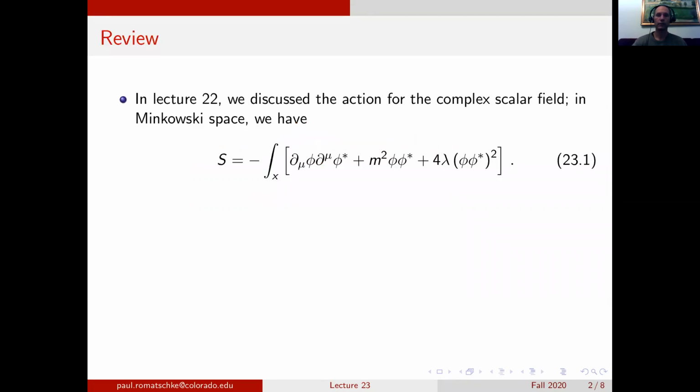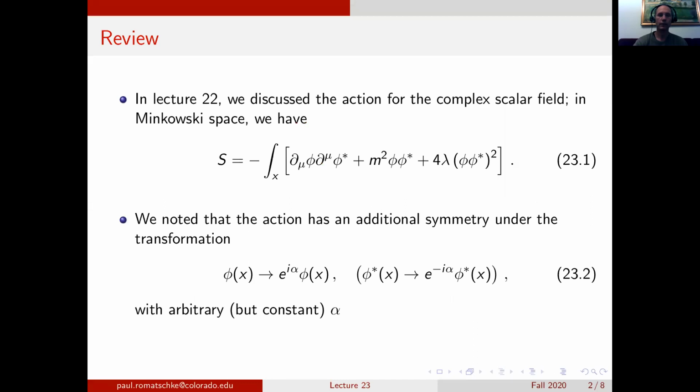Recall that in lecture 22, we discussed the action for a complex scalar field. In Minkowski space, we found that an action for the complex scalar field is given by this expression here, where we have the kinetic term and the potential terms. And since the action has to be real, it typically consists of quadratic forms such as phi star, where phi star denotes the complex conjugate of the scalar field phi.